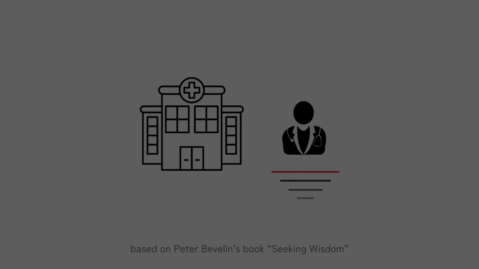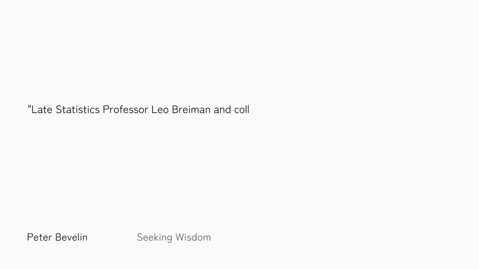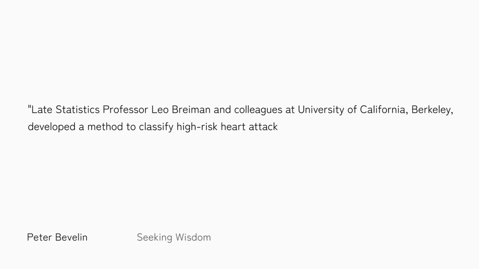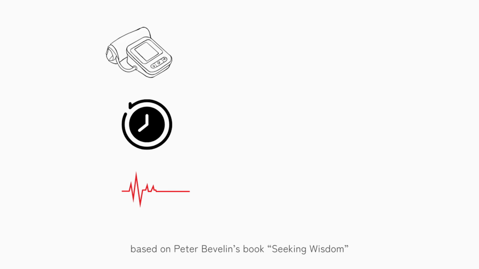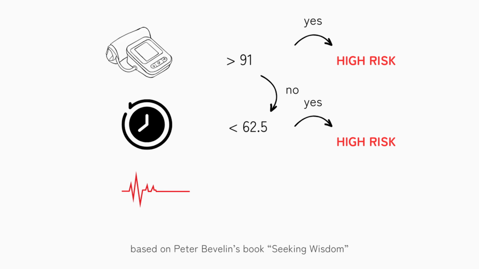The doctor uses filters. The late statistics professor Leo Breiman and colleagues at the University of California, Berkeley, developed a method to classify high-risk heart attack patients using only a maximum of 3 variables: blood pressure, age, and sinus tachycardia, which is rapid heartbeat. If a patient's minimum systolic blood pressure over the initial 24-hour period is less than 91, he is immediately classified as high risk. If not, the second variable is age. If the patient is over 62.5 years old, then one more variable, sinus tachycardia, is needed to classify him as high or low risk. If the patient displays sinus tachycardia, he is classified as high risk.